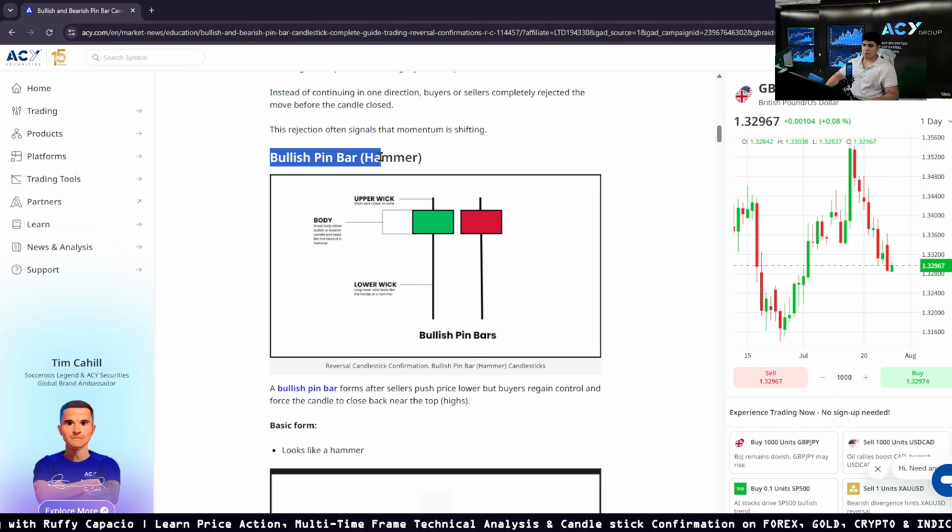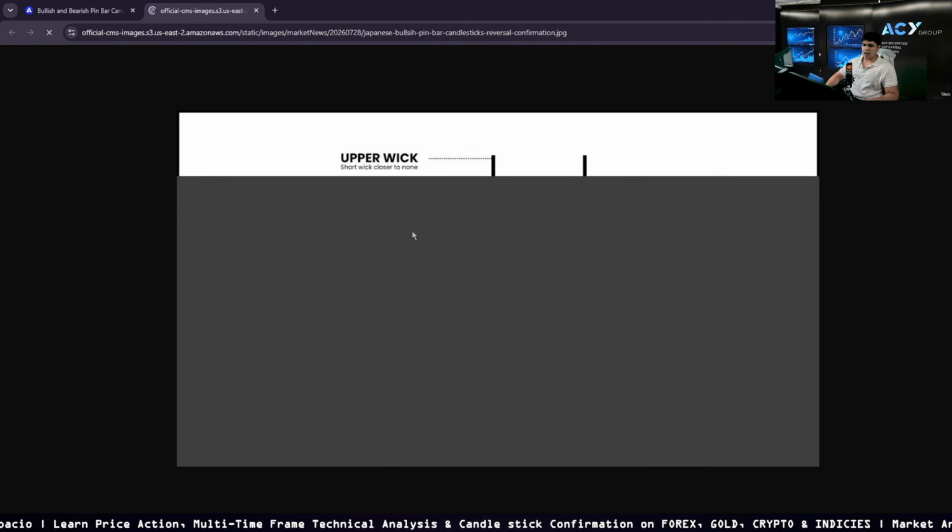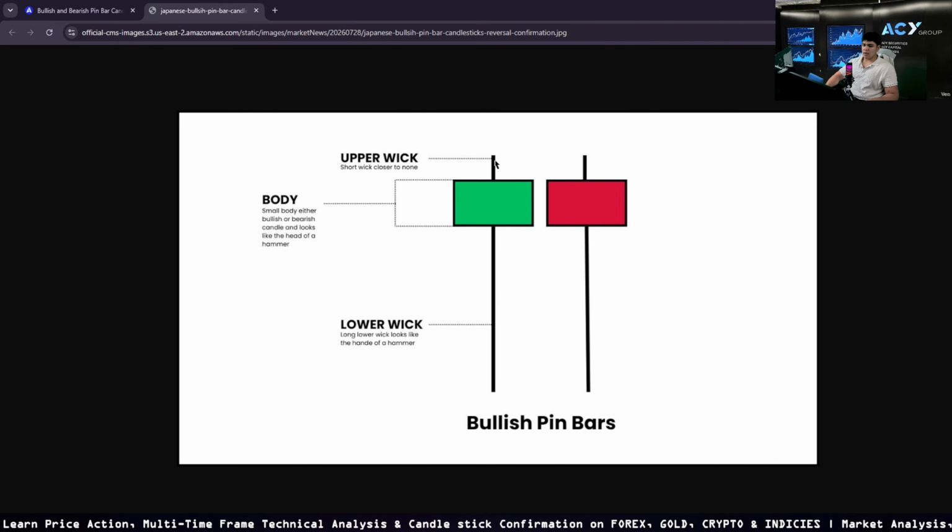A bullish pin bar, also known as a hammer. This is how it looks. The upper wick is short, closer to none. Sometimes there's a small wick, sometimes none. There's a small body above it, whether it is bullish or bearish, so it looks like a head, like the hammer. Now, the lower wick is long, looking like the handle of a hammer.